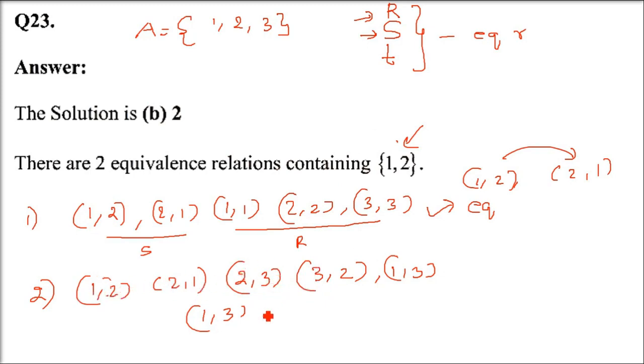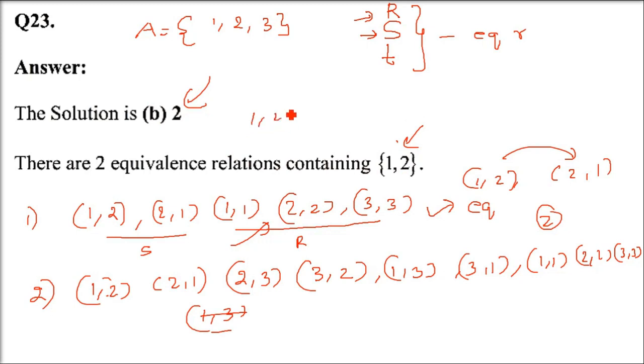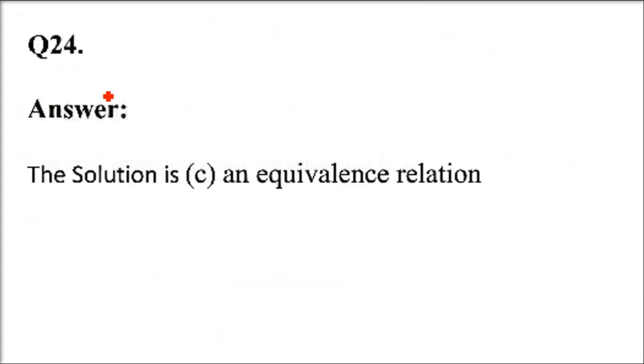We have to see the transitivity also. We have to see the symmetricity also. Now let us add the (3,1) to make it symmetric. Along with this, (1,1), (2,2), (3,3) have to be there because it is reflexive also. So how many relations are possible? 2. So there are 2 solutions which are possible, which have (1,2), and both the relations have to be equivalence relations.